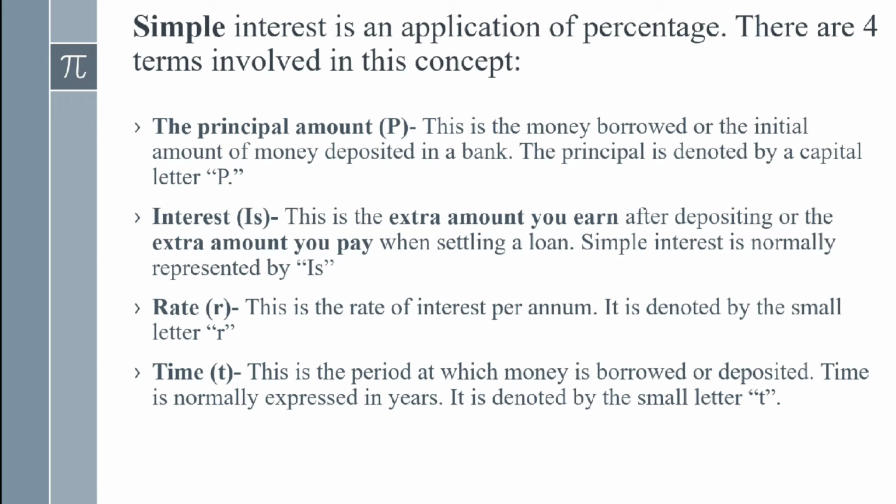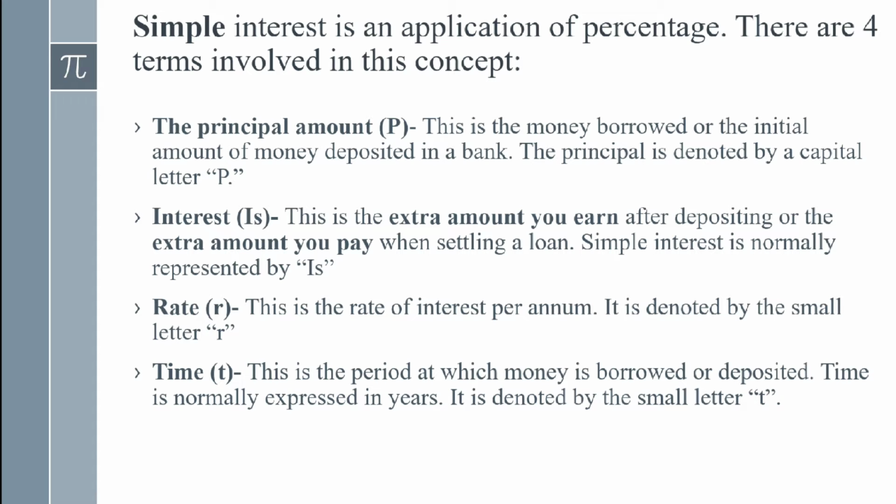Next, interest. This is the extra amount you earn after depositing or the extra amount you pay when settling a loan. Simple interest is normally represented by SI. Next, we have rate. This is the rate of interest per annum. It is denoted by the small letter r.